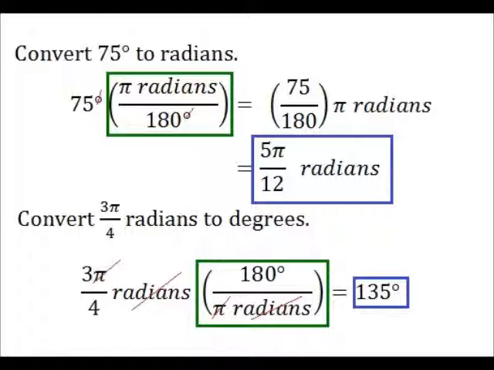Now convert 3 pi over 4 radians to degrees. Multiply by the correct conversion factor boxed in green. The old units should cancel, and here the pi cancels as well. Then multiply 3 by 180 and then divide by 4 and you get 135 degrees.